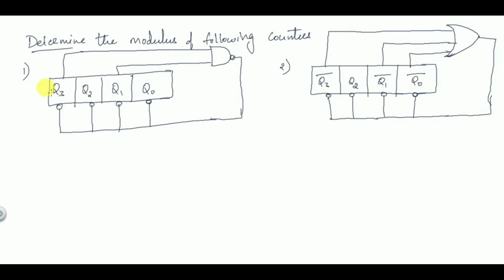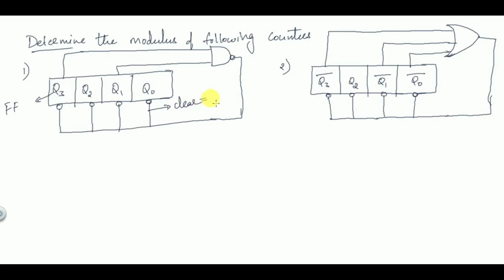So this is a counter circuit. Q3, Q2, Q1, Q0 represent flip-flops. I'm telling you the representation here. These inputs represent the clear input. As I've told you, there will be two inputs, preset and clear.